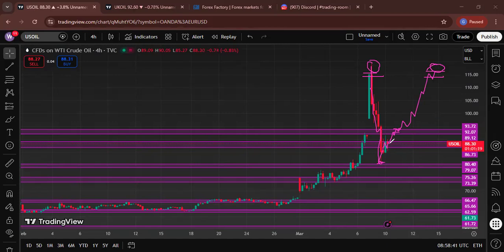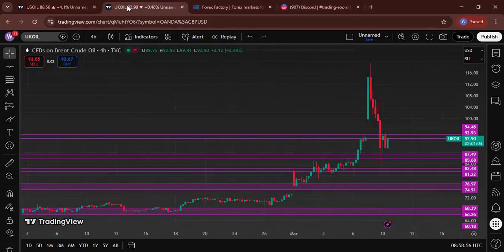So I want to see probably a push to these areas first, 92, 93.72 areas. Then after that, we see a potential break above and price keeps pushing higher, right? So we have that.